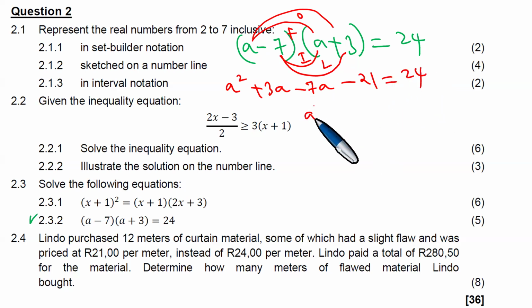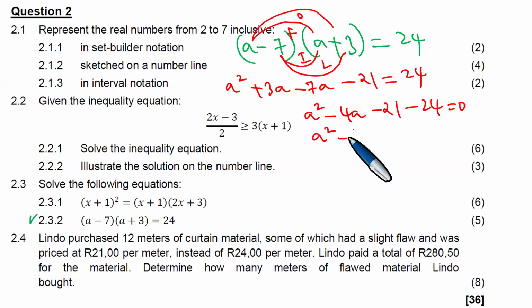And then this is a squared. What is 3a minus 7a? It's 10a, because the signs are different. You take the sign of the bigger number, then from the bigger number you minus the smaller number. So 7 minus 3 is 4a, with a minus sign. Then we have minus 21 minus 24 equals 0, which means a squared minus 4a minus 45 equals 0.